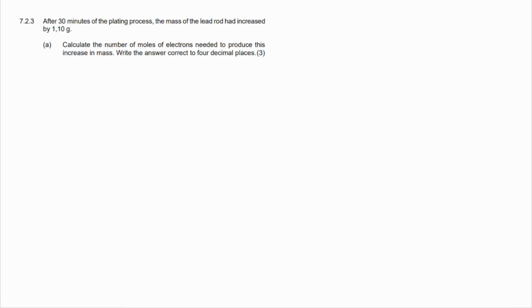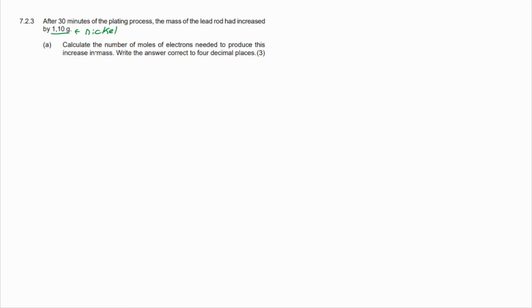Let's move on. So 7.23, they say after 30 minutes of the plating process, the mass of the lead rod has increased by this. So what is this? We're coating it with nickel. So this is the mass of nickel that is now on top of this lead rod. They say calculate the number of moles of electrons needed to produce this increase in mass. Write the answer correct to 4 decimal places.